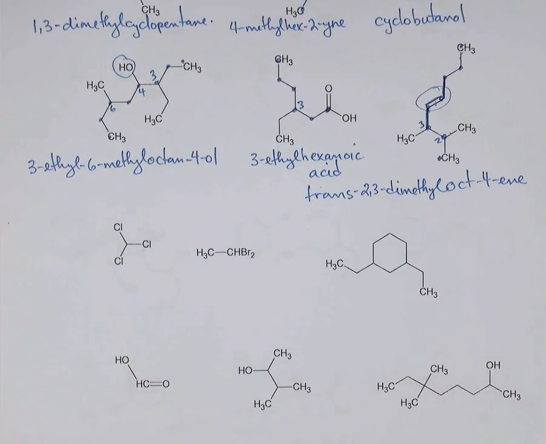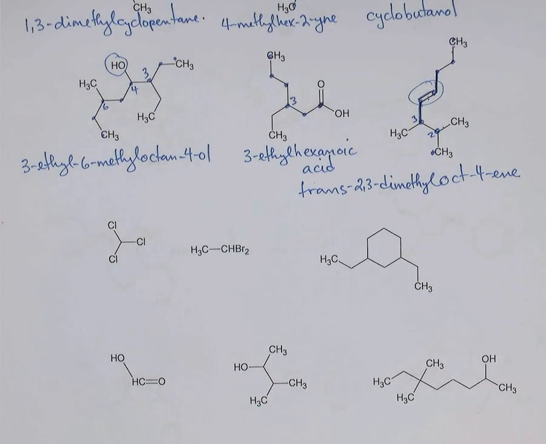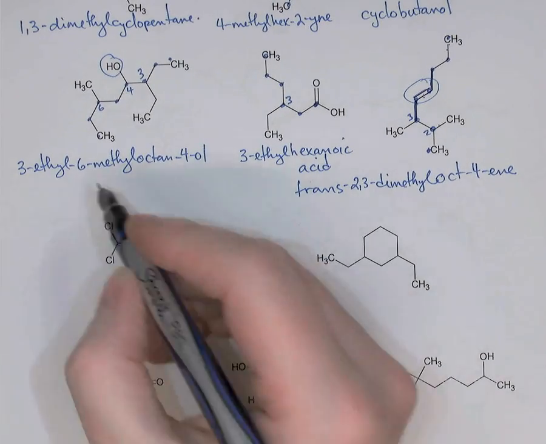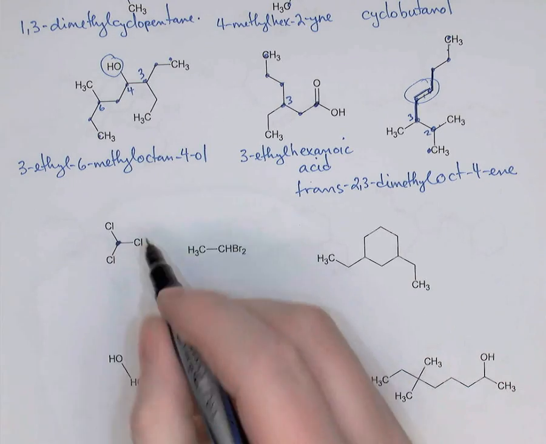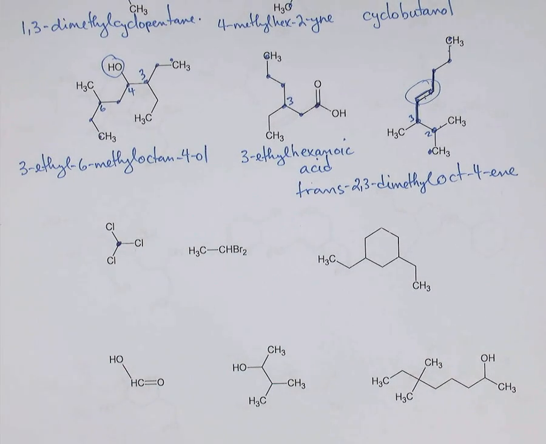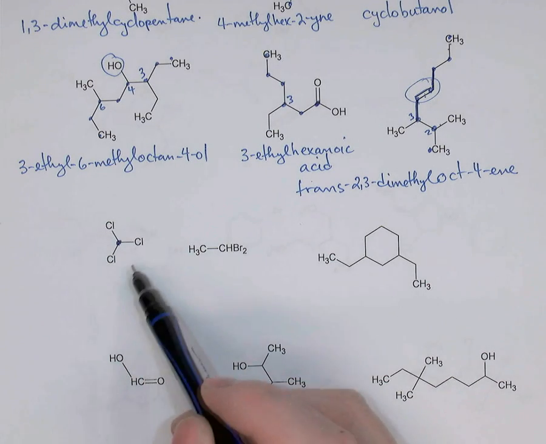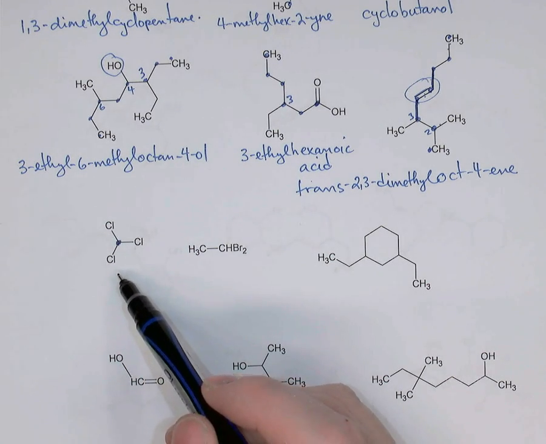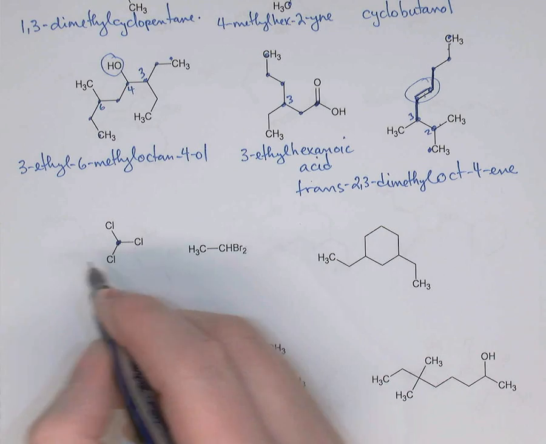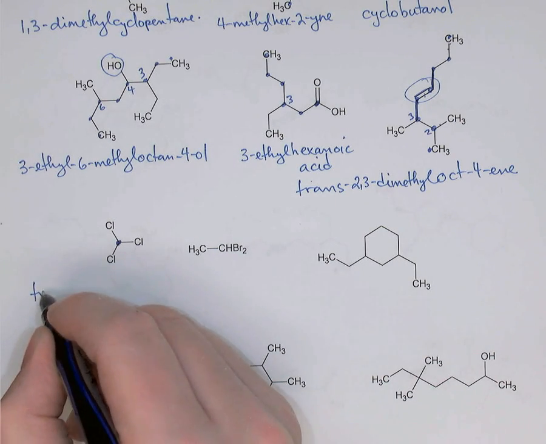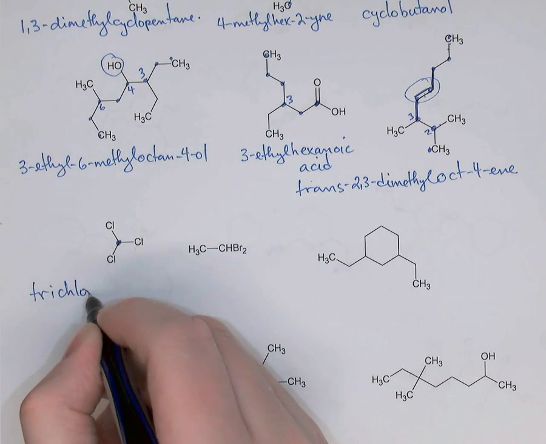The next molecules look rather simple, and sometimes those are a little bit harder to name, but in this case they're not that hard. There's one carbon, so we're thinking methane, but this one carbon has 3 chlorines attached. This is an organic halide. So with 3 chlorines attached, it would be trichloromethane.